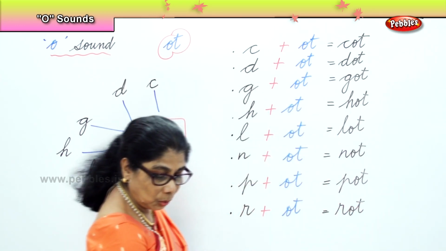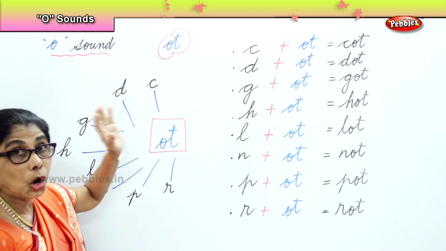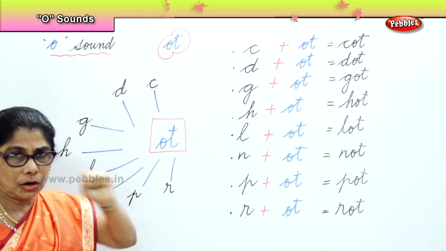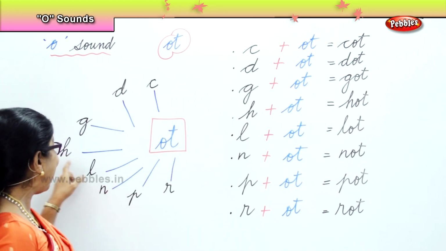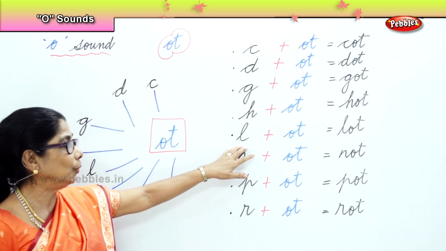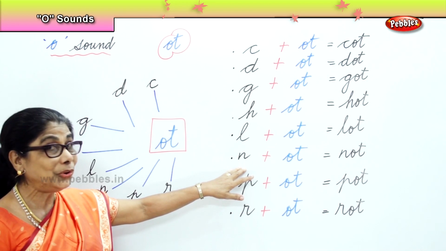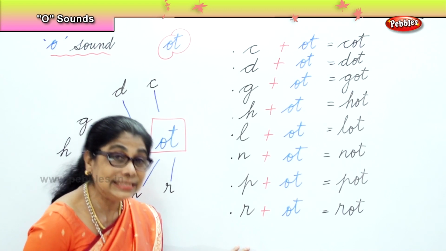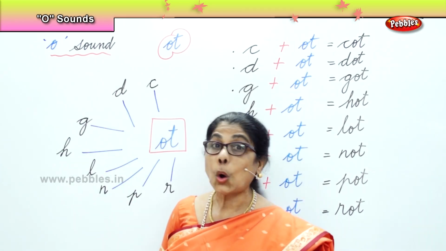We combined with the sound OT, K, OT, cot, that you lie on, D and OT, dot, G and OT, got, H and OT, hot. L and OT, lot. N and OT, not. P and OT, pot. R and OT, rot. We are doing O sound.